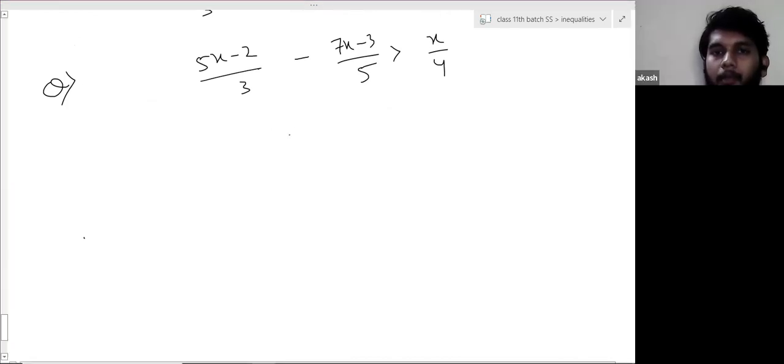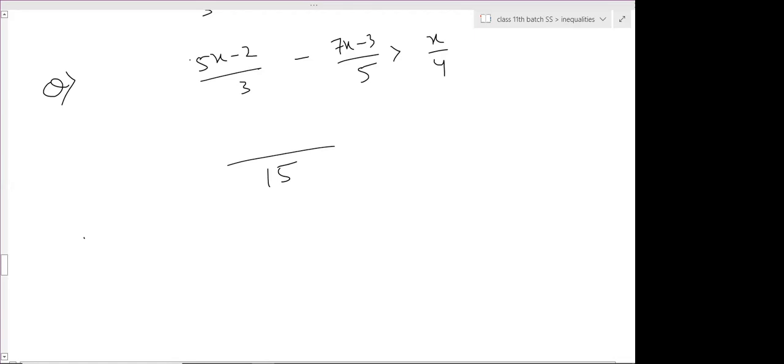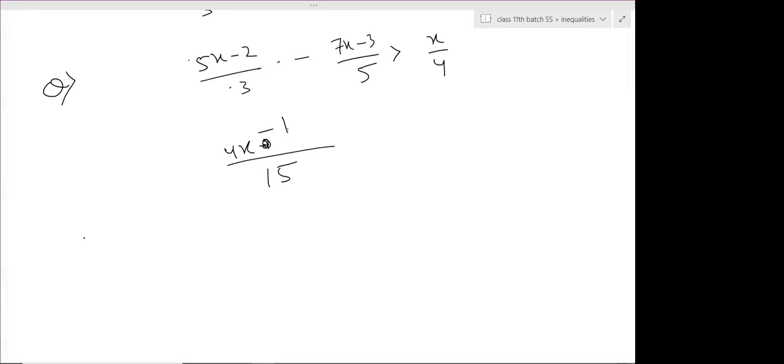All right, see, we can take LCM here. This is 15, and shall I skip steps if that is okay? Yes. All right, so 25x and here minus 21x. So 4x, this is minus 10 plus 9, which is minus 1. This is clear? Everyone got this value? Yes. It is greater than x/4.